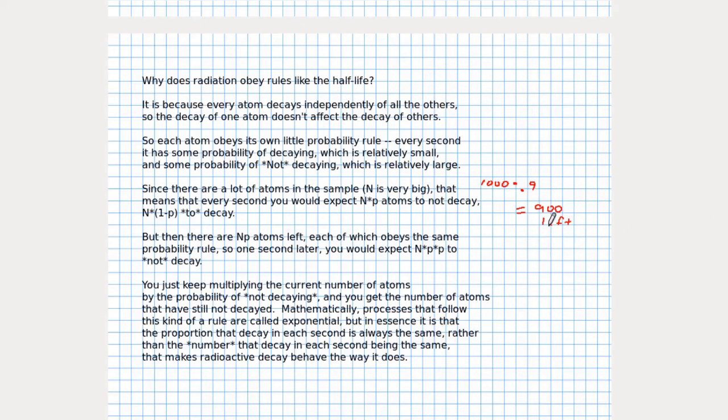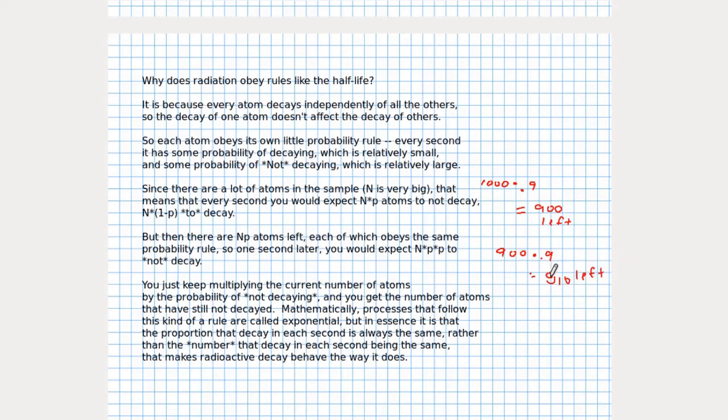And then that 900 that's left will obey the same rule. It will also, 90% of it will be around the next day, and 10% of it will disappear. So to find out how many are there after one day, you multiply the starting number by 0.9, you get 900 left. To find out how many are there after 2 days, you take that number, 900 times 0.9 again, and you get 810 left.